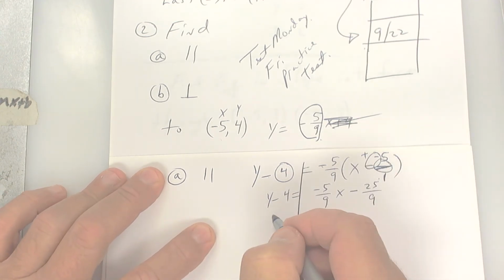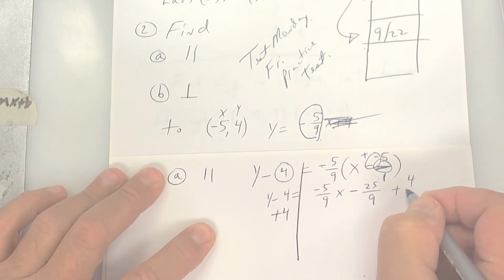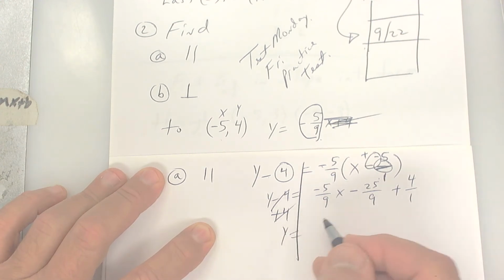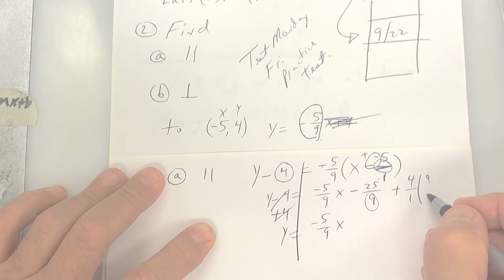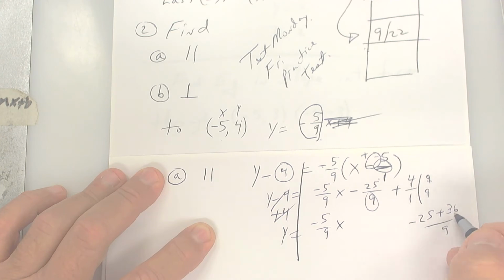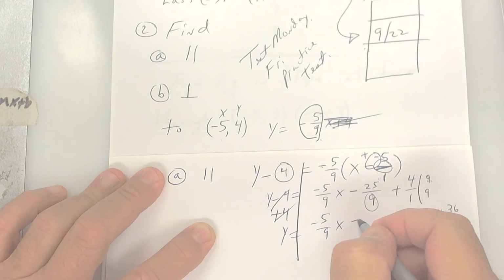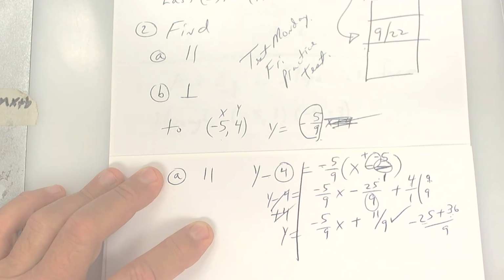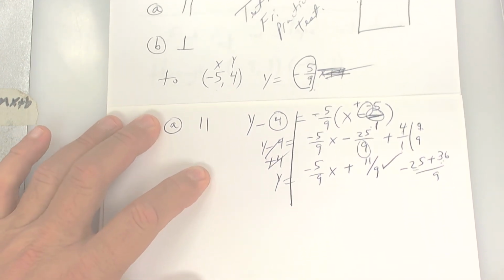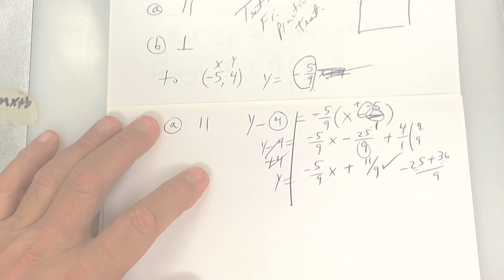The only thing you have to do now is add 4. So put plus 4 over 1. Scratch that out. Remember the trick. Now you want to multiply by this 9 over here. So that's going to be a negative 25 over 9 plus 36 over 9. Now you're going to add these up. It looks like it's going to be 11 over 9. So plus 11 over 9, and you're done. Make sure you understand that. Any questions on that? Copy it down.